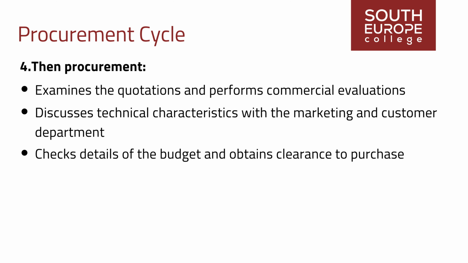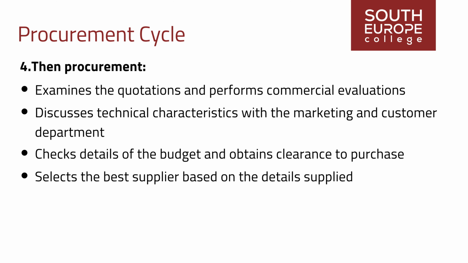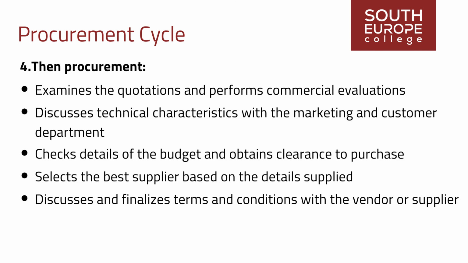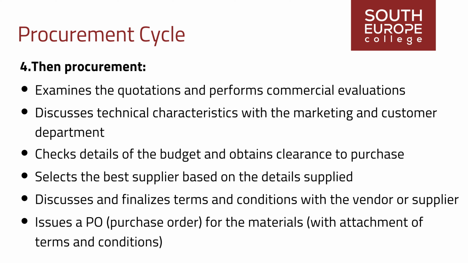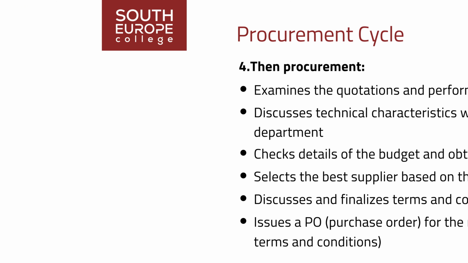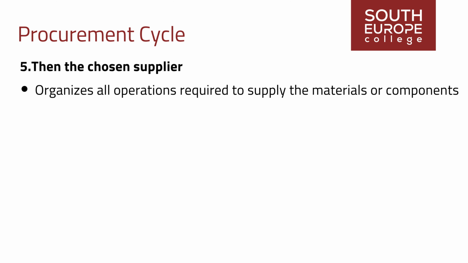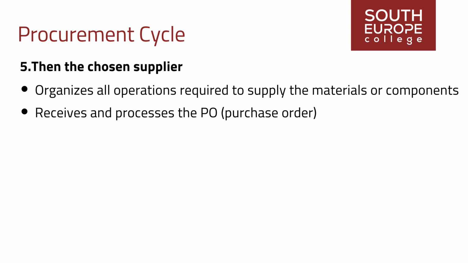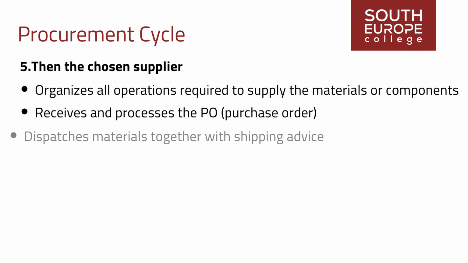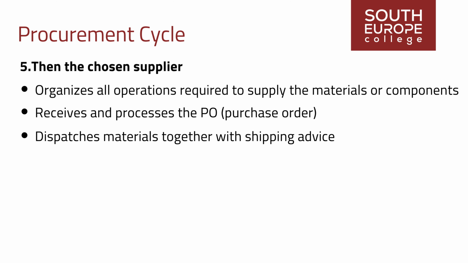Then procurement examines the quotations and performs commercial evaluations, discusses technical characteristics with the marketing and customer department, checks details of budget and obtains clearance to purchase, selects the best supplier based on the details supplied, discusses and finalizes terms and conditions with the vendor or supplier, and issues a PO, purchase order, for the materials with attachment of terms and conditions. Then the chosen supplier organizes all operations required to supply the materials or components, receives and processes the PO, dispatches materials together with a shipping advice, and sends an invoice.